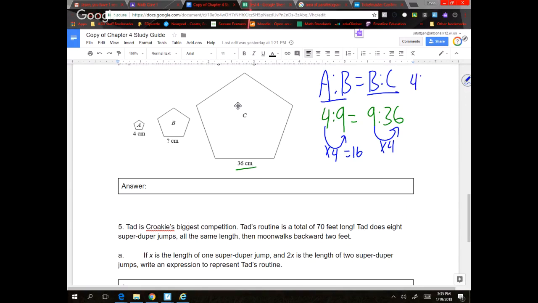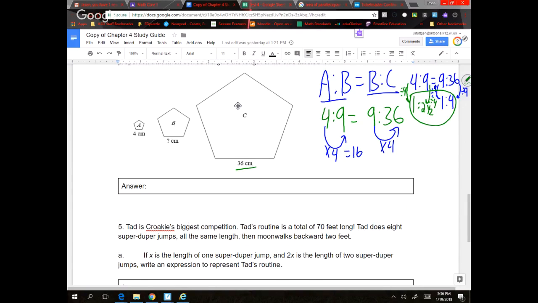Another way to prove this would be to make these both into unit rates, so get them both down to 1. In my example here, if I divide this side by 9, I have to do the same to that side. 36 divided by 9 is 4. If I do the same to this side, I can't divide by 9. I have to divide by 4 this time. 4 divided by 4 is 1. 9 divided by 4 is obviously 2.5. These here are not the same. They must be the same in order for that number to work for B.